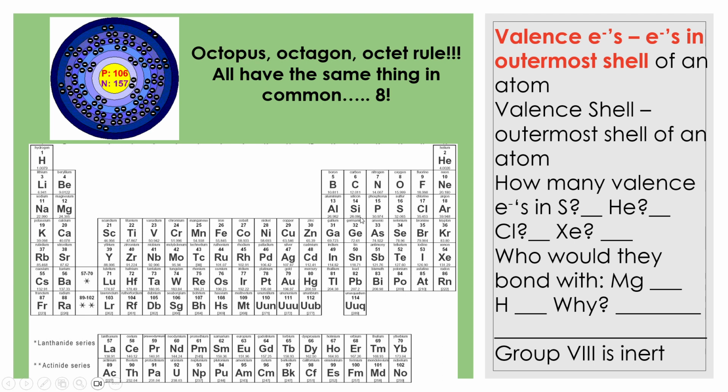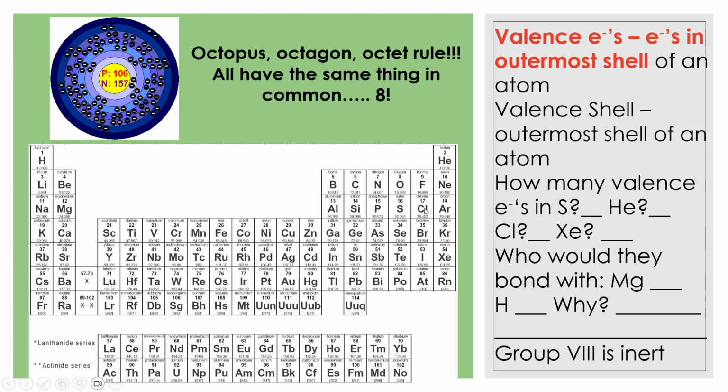Group 14 has 4 valence electrons. Group 15, 5 valence electrons. Group 16 has 6 valence electrons. Group 17 has 7 valence electrons. Group 18 has 8 valence electrons. Oh, that's the magic number. So anybody that's in group 18, they are the noble gases. They are not going to bond with anybody because their outer shell is full of electrons. So they don't need anybody.